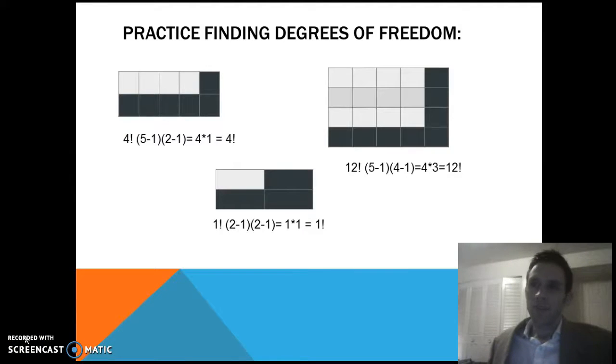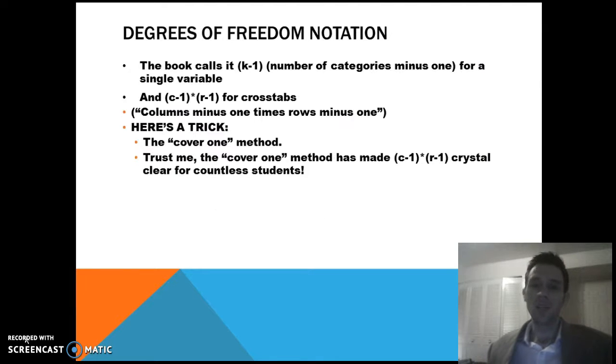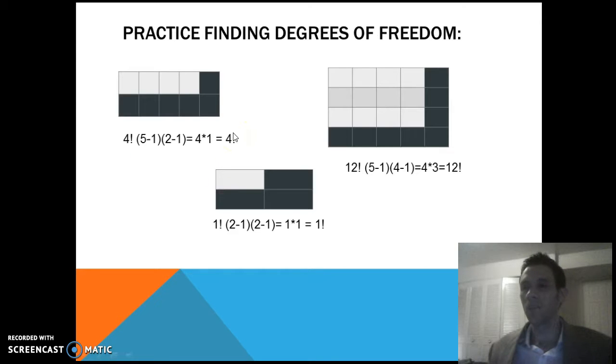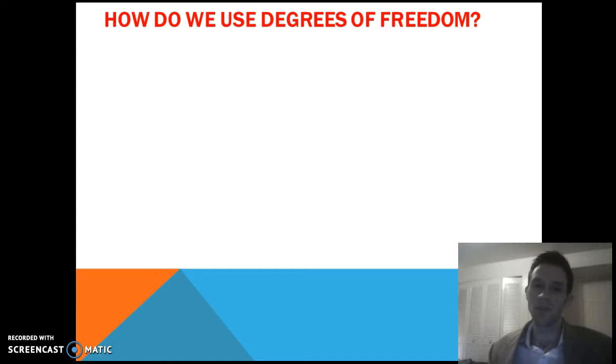Okay, this is the third and final video. We left off with the last video somewhere around here. We now understand all about degrees of freedom, and we have this little trick, this little hack, the cover one method, that can help you figure out how many degrees of freedom a table has.